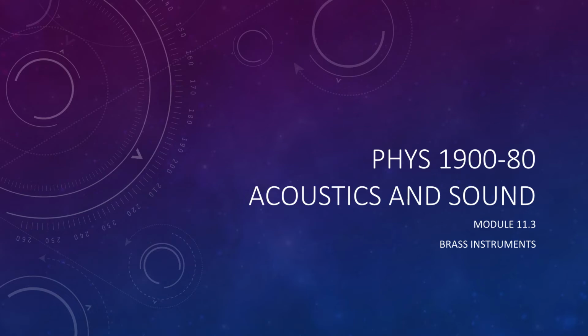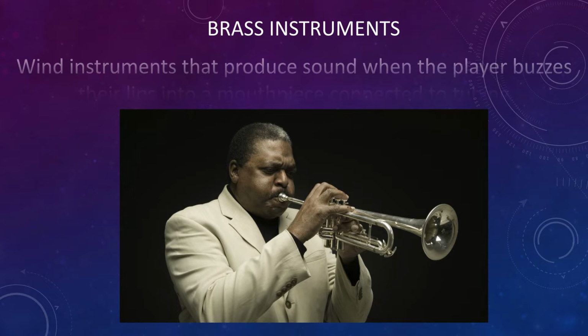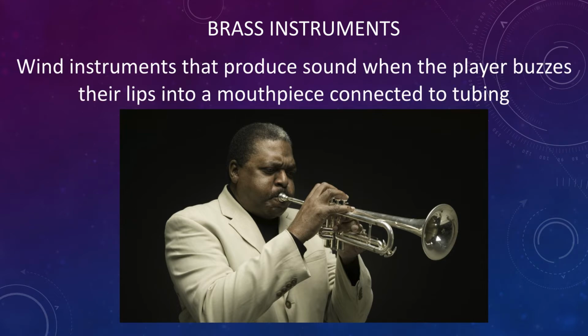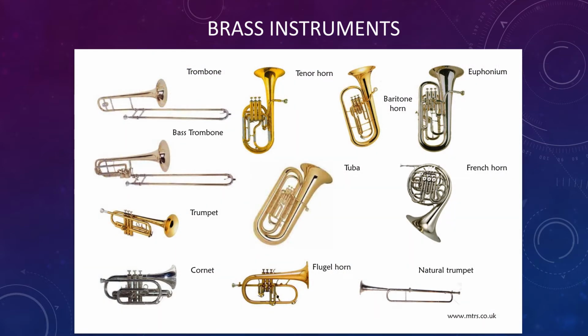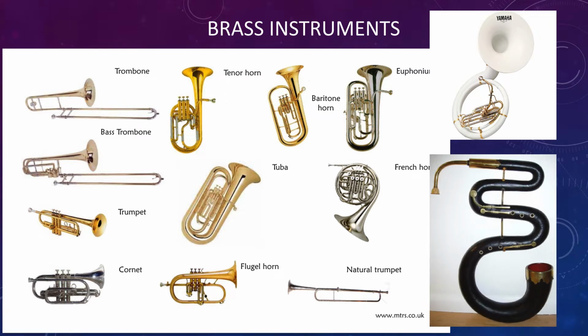Module 11.3, Brass Instruments. The brass instrument family comprises wind instruments that produce sound when the player buzzes their lips into a mouthpiece that's connected to tubing. The instruments can be made of brass or any other material, silver, steel, fiberglass, and even wood.